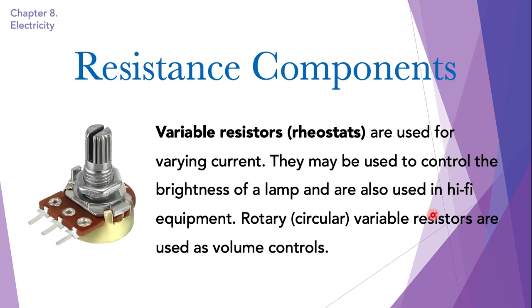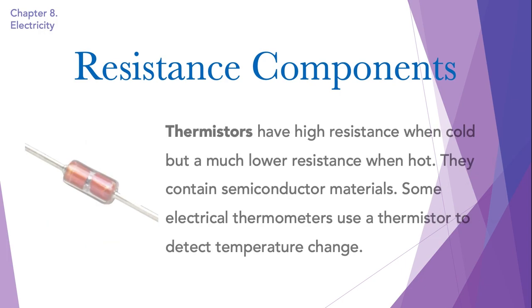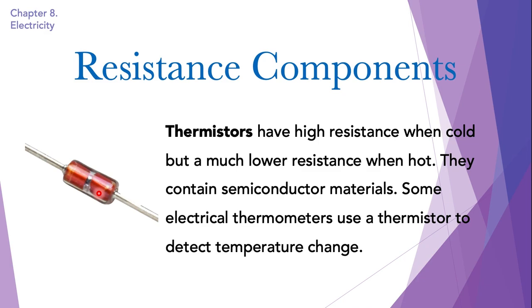The next resistance component is the thermistor. The thermistor has a high resistance when cold, but a much lower resistance when hot. So they contain semiconductor materials. Some electrical thermometers use a thermistor to detect temperature change, like in fire alarms. When the temperature rises too much, the thermistor's resistance becomes less and the current flows more. So that is how an alarm turns on, because of the increased current.